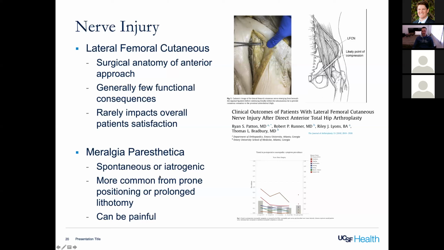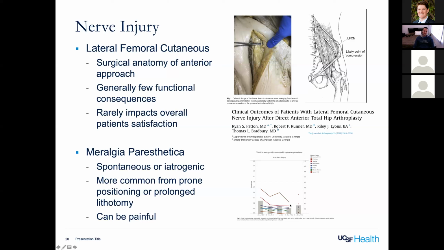And this entity can actually be quite painful. It can happen after an anterior total hip, but it's extremely rare. But if this happens and it's painful, then there are some treatment strategies, both in terms of regional anesthesia and injections and sometimes neurectomy.